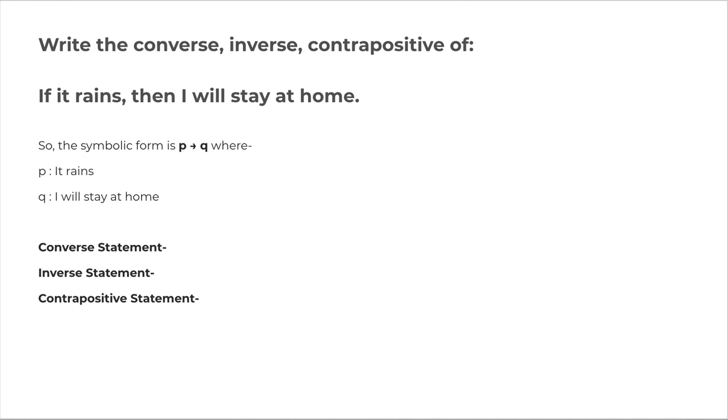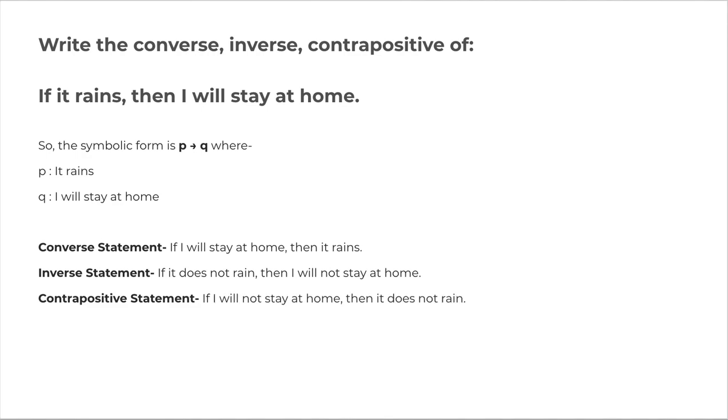Okay, so the converse statement is, if I will stay at home, then it rains. So that is, Q implies P. The Q was, I will stay at home. So if Q, then it rains. That is, then P. So if Q, then P. The inverse is, if it does not rain, then I will not stay at home. That is, not P implies not Q. Contrapositive statement is, if I will not stay at home, then it does not rain. Okay, so that's the three statements from P implies Q. We found the converse, inverse, and contrapositive.